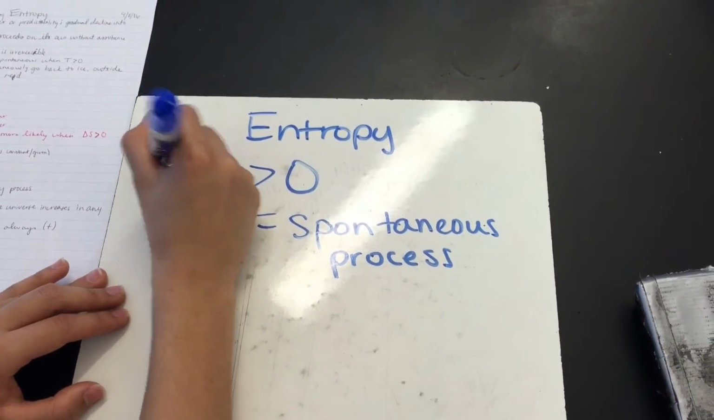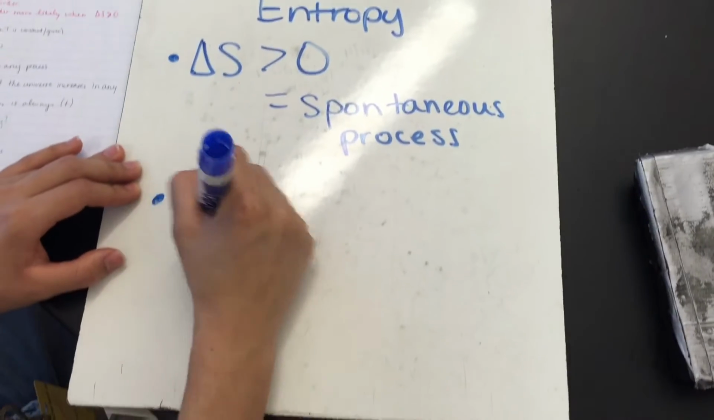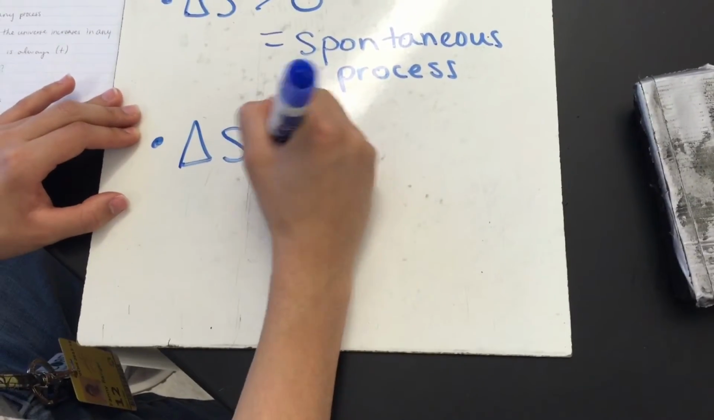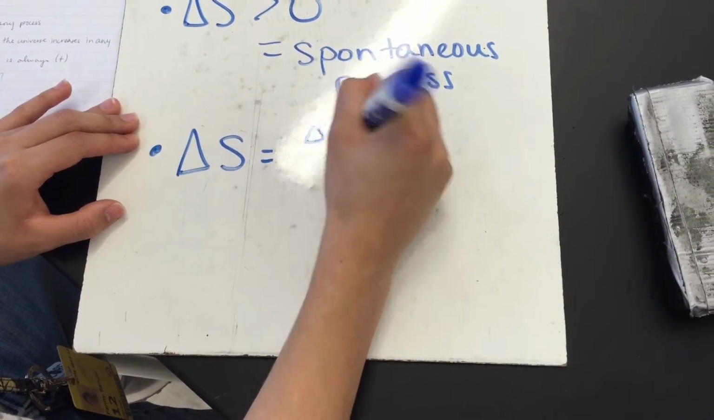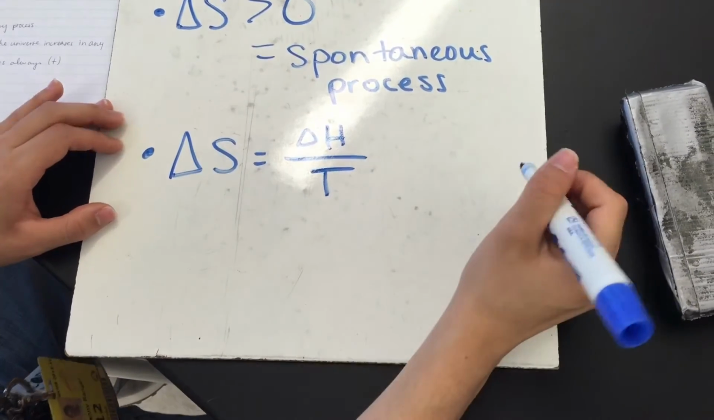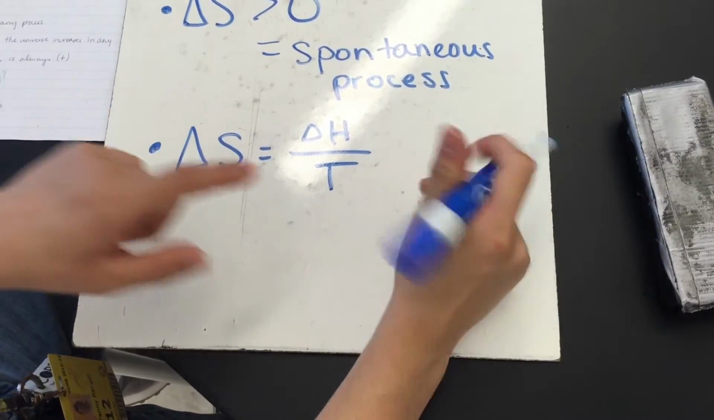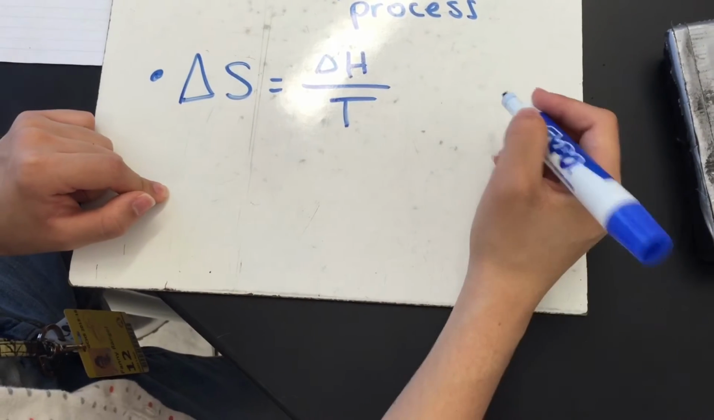Also, during a phase change, delta S is equal to delta H over T, when T is constant or given.